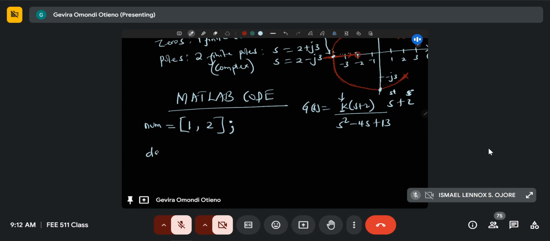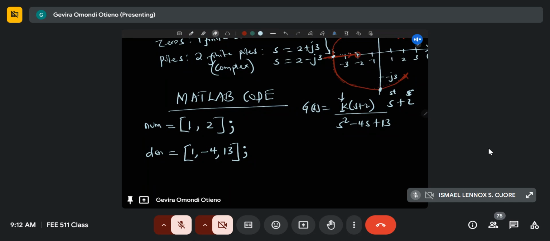For the denominator, we have 1, minus 4 and 13. So you just write 1, comma, minus 4, comma, 13. If you tell MATLAB this, of course, you terminate it with a semicolon. So it knows that this is the coefficient of s squared, this is the coefficient of s to power 1, and this is the coefficient of s to power 0. So it knows that automatically. So that is how you define it.